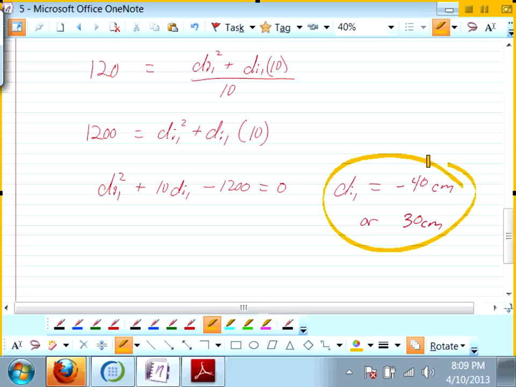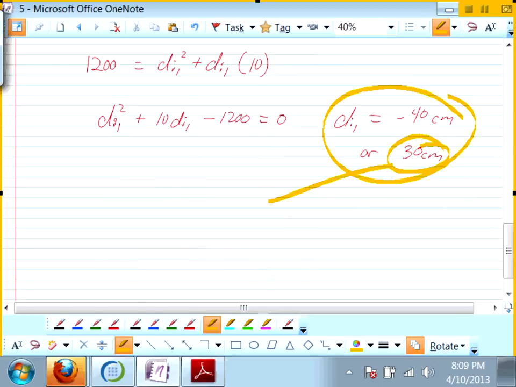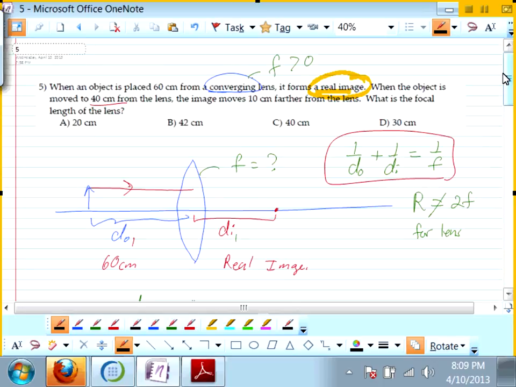But now we have to go back and figure out which one fits the conditions that we were given in this problem. We were told that it was a real image. Because we were told it was a real image, we must take the positive solution. I'm confused as to what direction it's on the right side of the lens. So it might be a negative DI value. Where's the outgoing light?